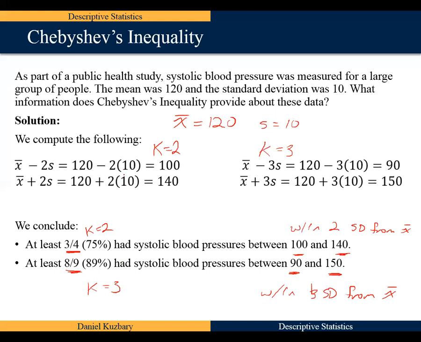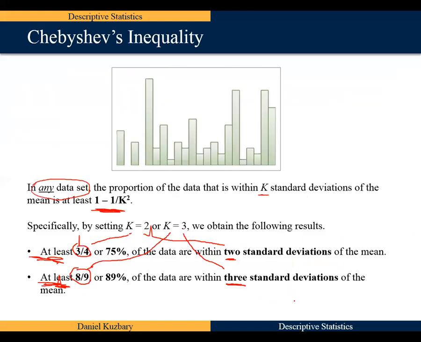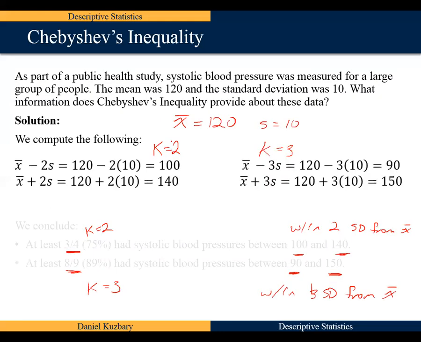You add 2 or you subtract 2 standard deviations. You add or subtract 3 standard deviations, and you get those boundary points. So there's 100, there's 140, there's 90, and there's 150. So that's Chebyshev's inequality. So remember, you can use Chebyshev's inequality for any data set, like this one, for instance. It's not bell-shaped. It's just ugly and not helpful looking. You can only use the empirical rule for something that's bell-shaped, but Chebyshev you can use for anything.